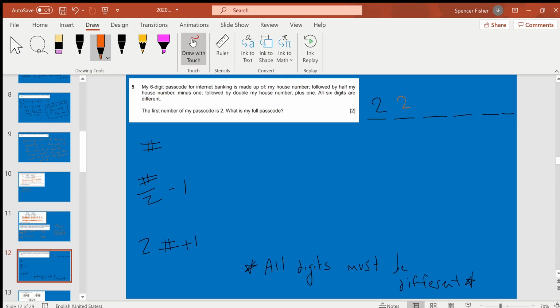Now what's the problem with plugging in 2? That breaks all digits must be different. So now we don't even have to try 2, so that's nice. So we don't have to try 1, 2, 3, or 5, or 7, or 9. All right, so let's see what happens if we plug in 4. 24 divided by 2 is 12, minus 1 is 11. And that breaks our rule again, because all digits must be different.